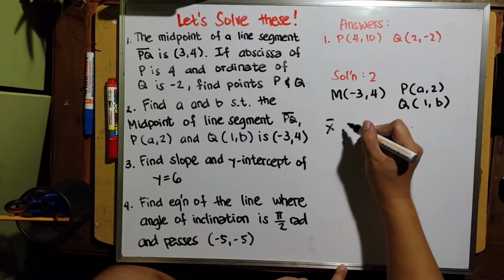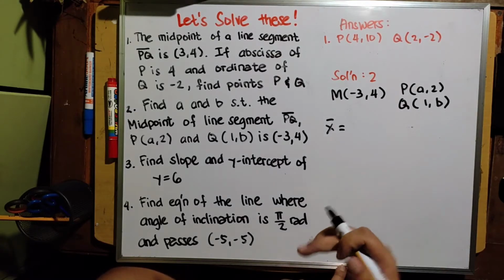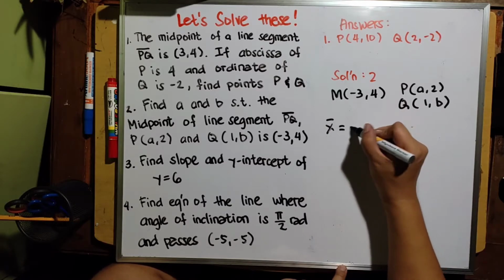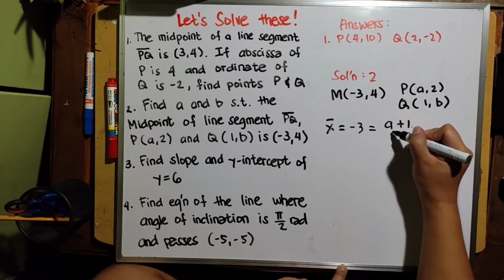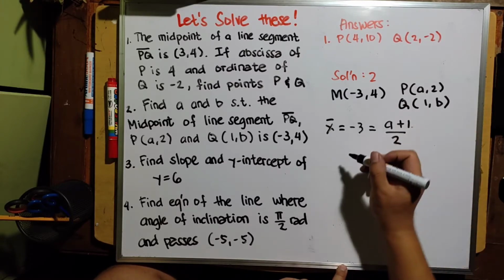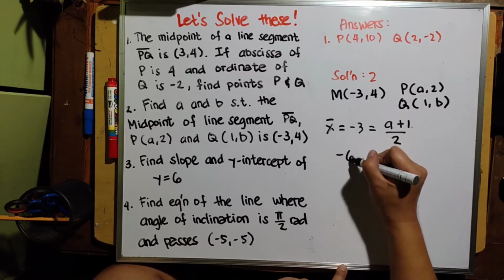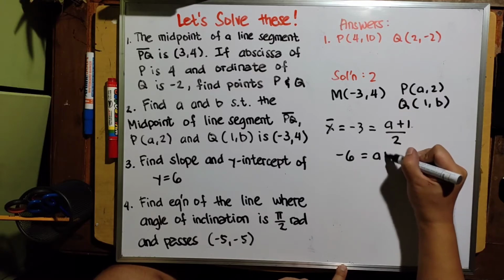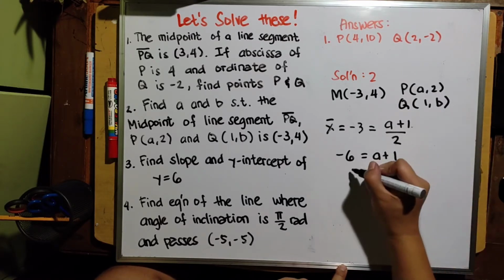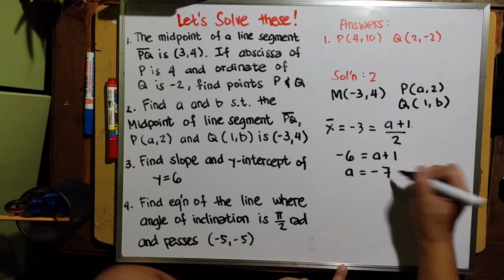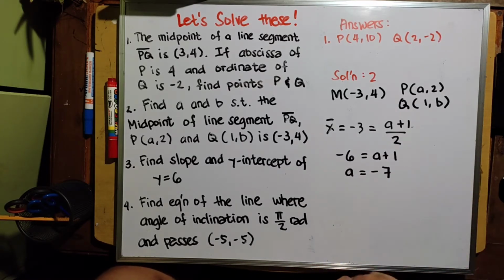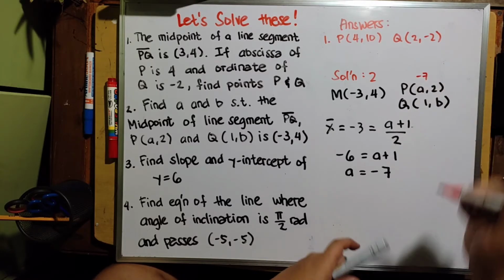So x bar, I will just go straight to the point. x bar is just negative 3, given by A plus 1 over 2. Rearranging, magiging negative 6 is A plus 1. Therefore, A is negative 6 minus 1, magiging negative 7. So A is negative 7.